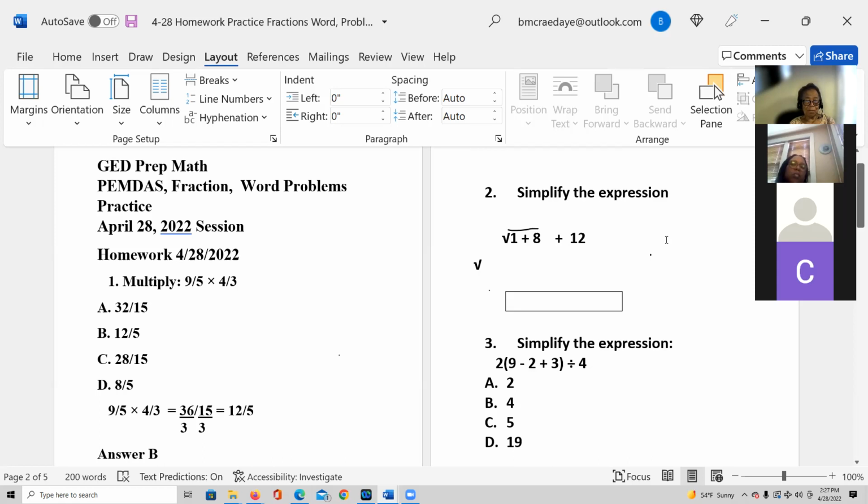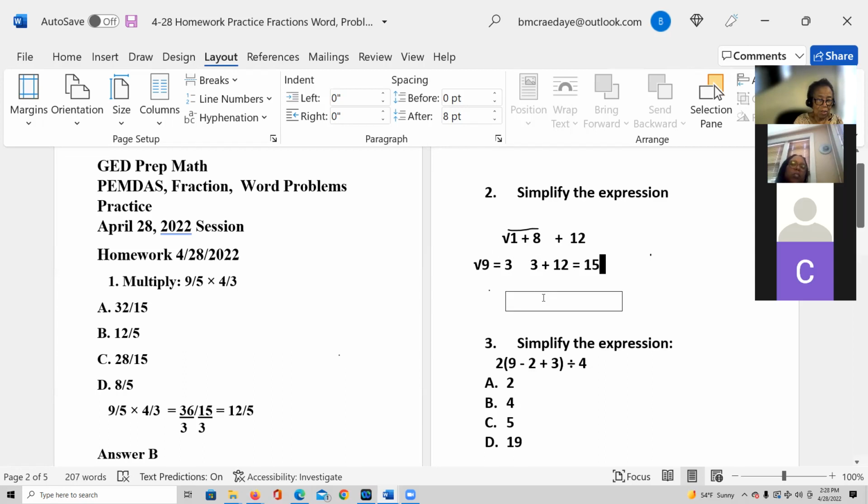1 plus 8, 3. That's right, because 8 and 1 is what? 9. And the square root of 9, that's a perfect square, that's 3. And now 3 plus 12 is what, Maureen? 15. That's it. That's your answer. 3 plus 12 equals 15.